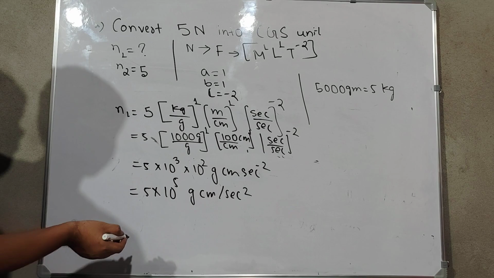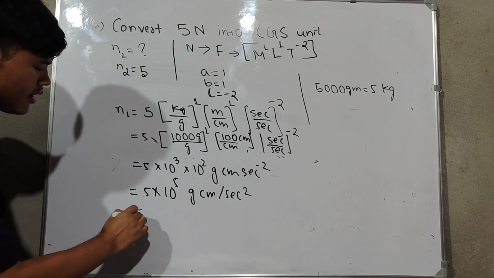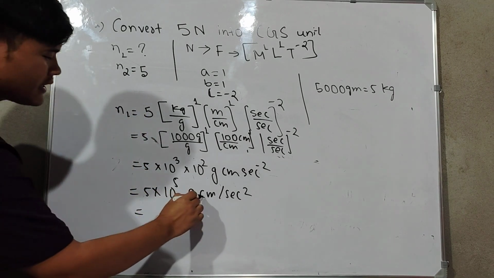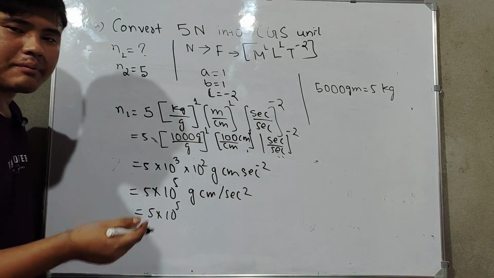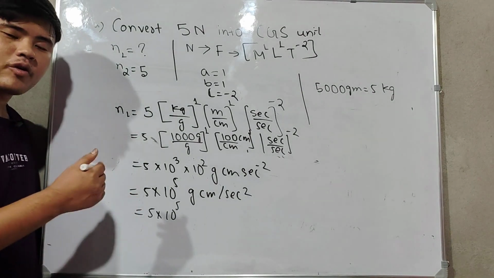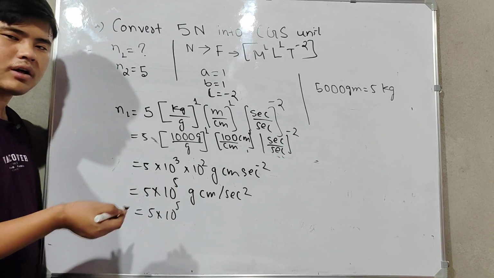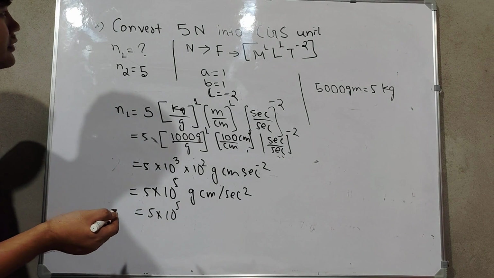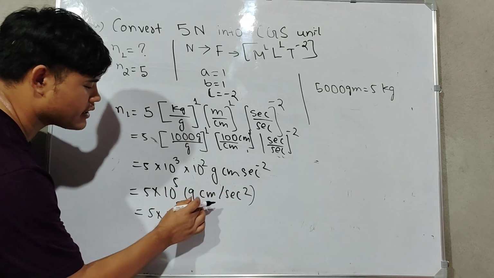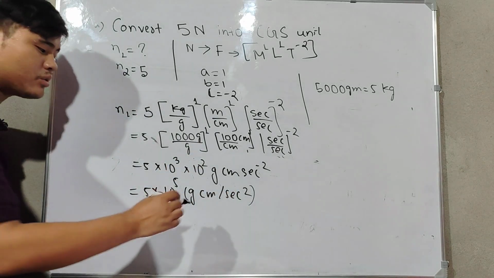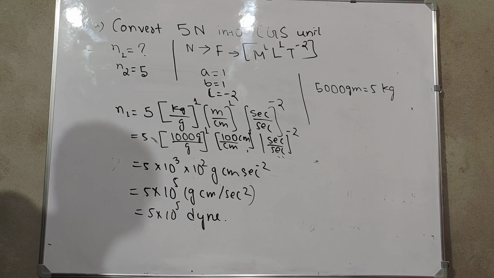Yes, so this is the answer. This is the conversion of MKS into CGS. Okay, now in CGS, this is 5 into 10 to the power 5 gram centimeter per second squared. In our MKS system or SI units, the force unit is newtons, right? In CGS, the force unit is called dyne. Gram centimeter per second squared together, we can write as dyne. Okay, this is how we convert.